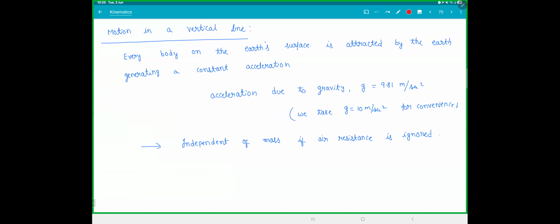Clear with everyone? So next class when we catch up, we'll continue from here. Then we will see the equations and stuff in the vertical direction. So with that, we'll wrap up for the day. We'll catch up again on Thursday as usual.